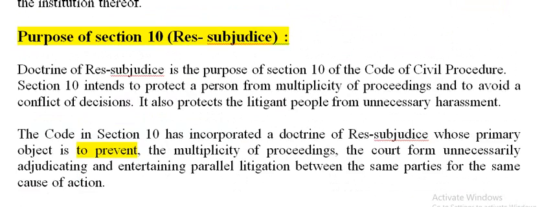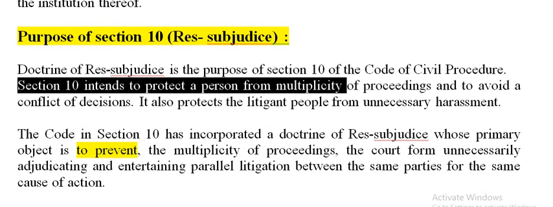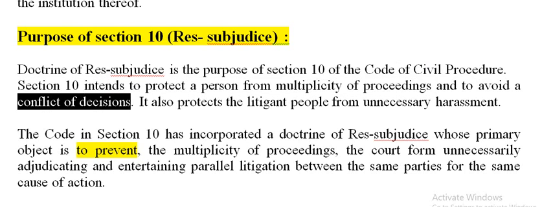Purpose of Section 10. The doctrine of res subjudice is the purpose of Section 10 of the Code of Civil Procedure. Section 10 intends to protect a person from multiplicity of proceedings and to avoid a conflict of decisions. It also protects litigants from unnecessary harassment.